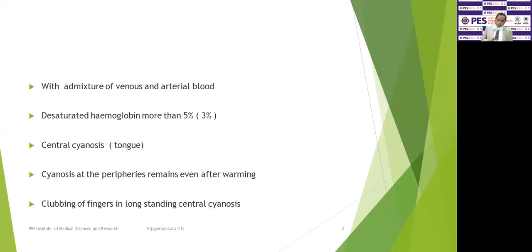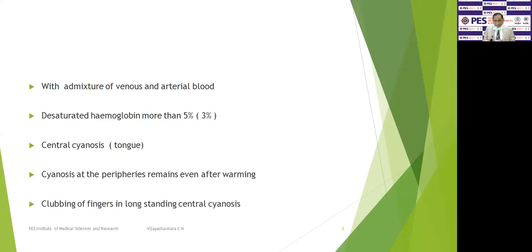We always try to distinguish between central cyanosis and peripheral cyanosis. Central cyanosis is the one which you see in most of these cyanotic congenital heart diseases. Central cyanosis always denotes that there is desaturated hemoglobin circulating in the central circulation. Whereas peripheral cyanosis is because of decreased blood flow in the periphery, whereas in the central circulation, things are normal.